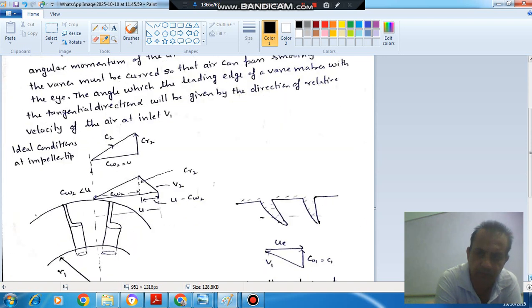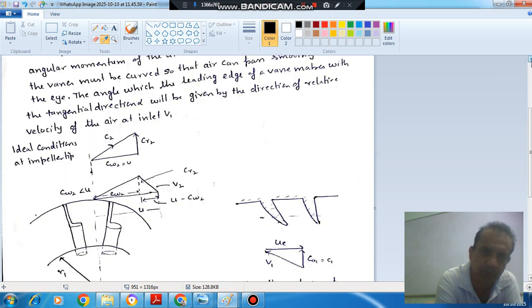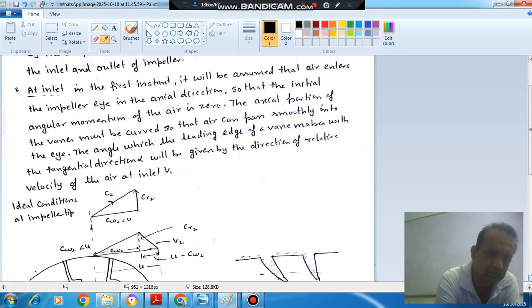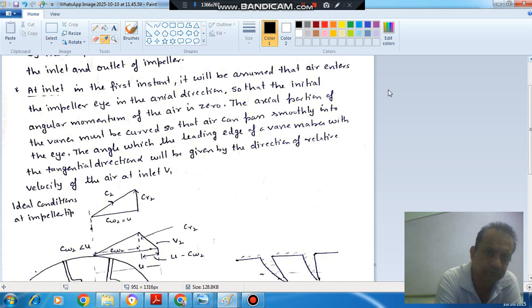Here we have U, the speed of the impeller, and CA1. We don't have any CW1 which imparts angular momentum, so there will be no angular momentum. The axial portion of the vane must be curved so that air can pass smoothly into the eye. The axial portion is curved because the initial direction is the axial direction for the eye, and then it leaves radially.